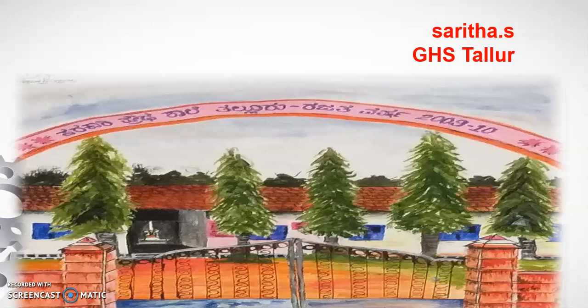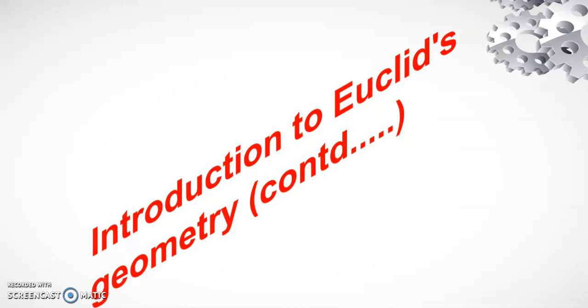Children, in the last class you learned 7 definitions given by Euclid. Let us recall them again, and then we are going to study Euclid's assumed properties which were not to be proved. Children, can you list Euclid's 7 definitions that you learned in the last class?